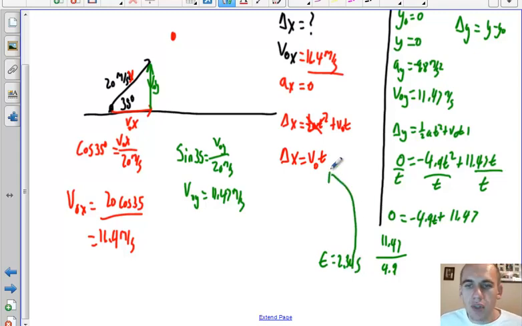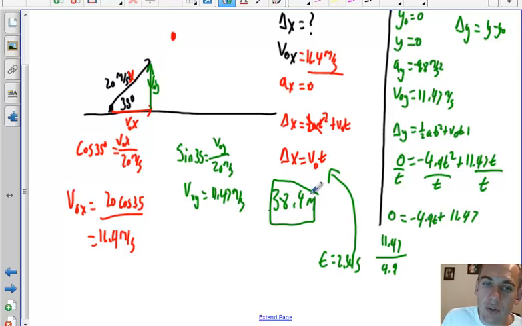Now I can use that up here in my x direction because it'll go until it hits the ground. So my initial velocity in x, 16.4, times that 2.34 seconds gets me a range of 38.4 meters. So this ball goes 38.4 meters when it's kicked at 20 meters per second at an angle of 35 degrees.